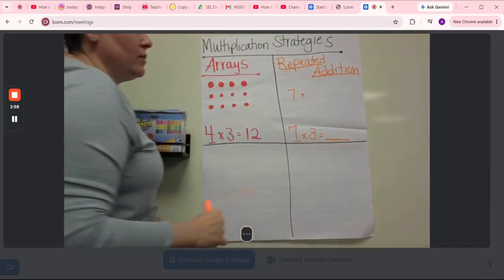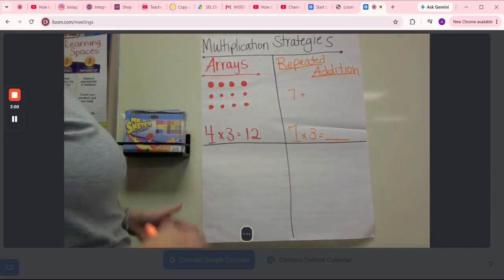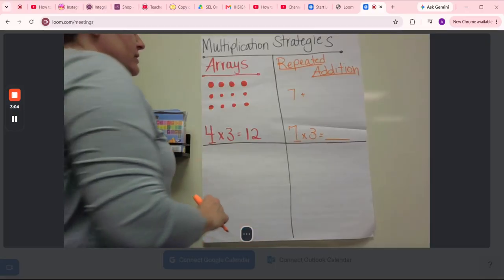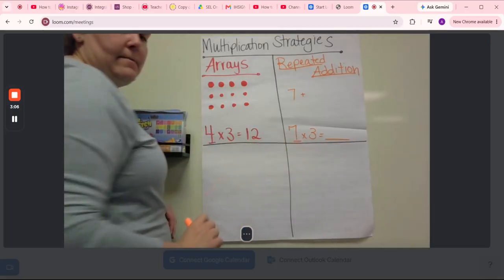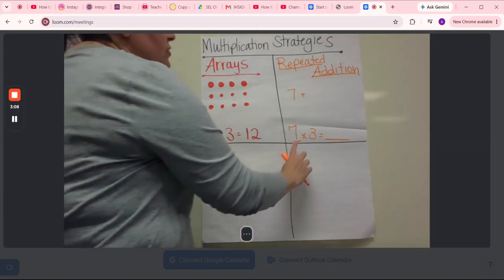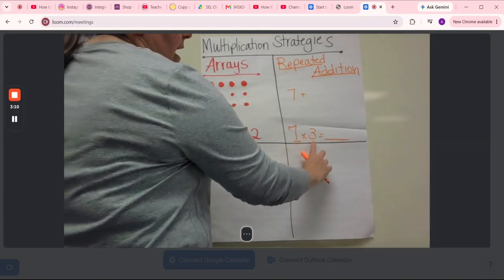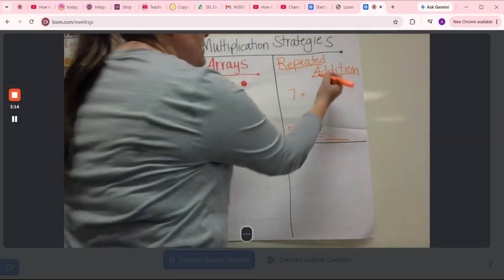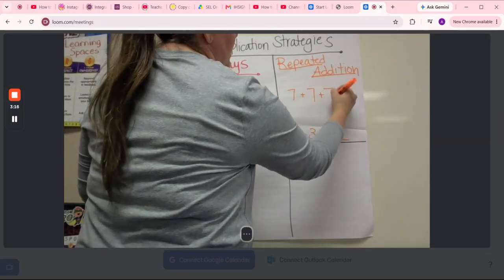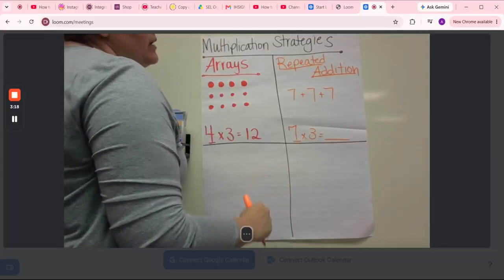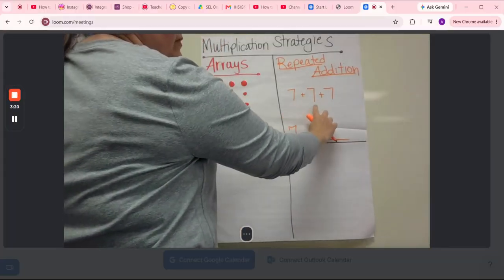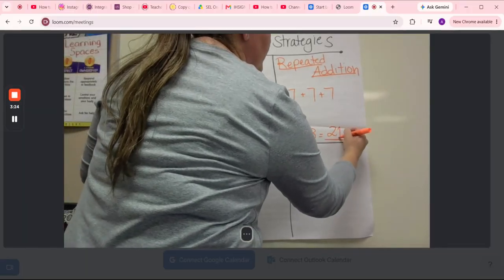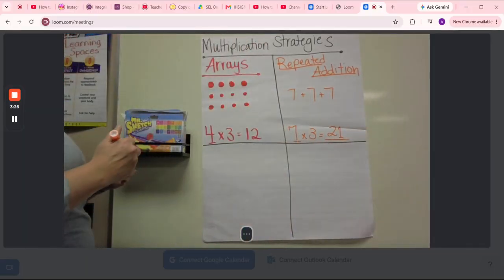But if you think they're going to struggle to count all the way up to 7 and 7 again and 7 again, obviously you can switch it to a smaller number. You could even repeat the same number over and over. I tell them I start with the bigger number, and the other number tells me how many times I need to put that into my addition equation. So we have 7 plus 7 is 14, and then we count up 7 more, and of course that gives us 21.